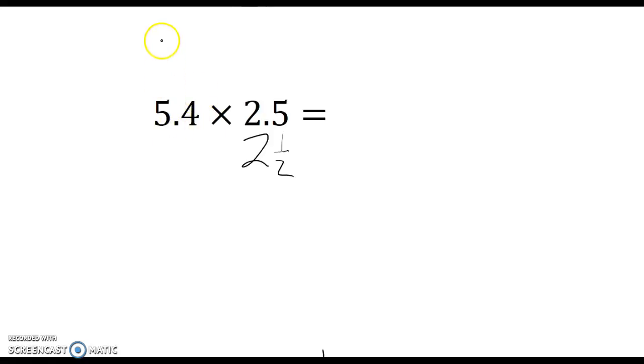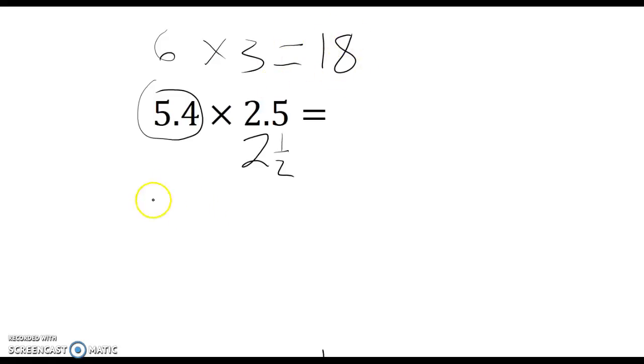So I'm going to estimate this for 5 and 4/10, and I'm going to make a bit of a leap and call it 6 times 3. So that tells me on the high end, my answer should be around 18. And on the low end, I'm going to round this down to 5 times 2, which is 10. So on the high end, I should have 18. On the low end, I should have 10. My answer should be somewhere in between those two.